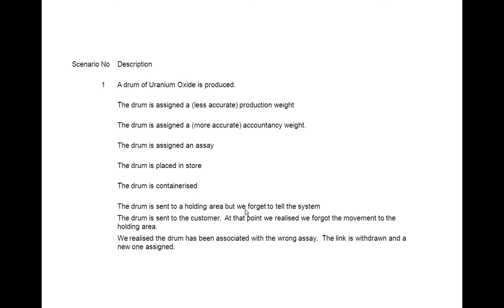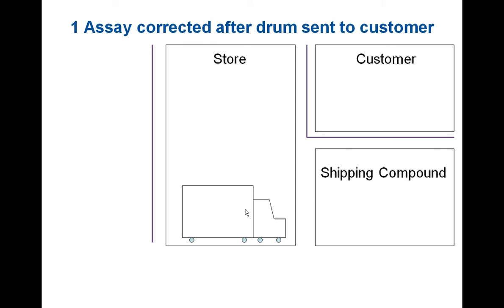Depicting this scenario visually, we can see that we depict a store, a shipping compound and a customer as locations. We take a drum 001, we tare weigh it, we fill it, we sample it, production weigh it, and then move it to the store.